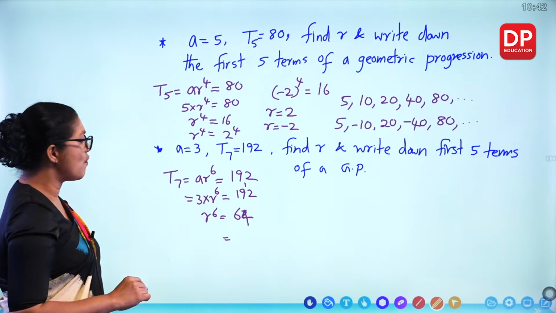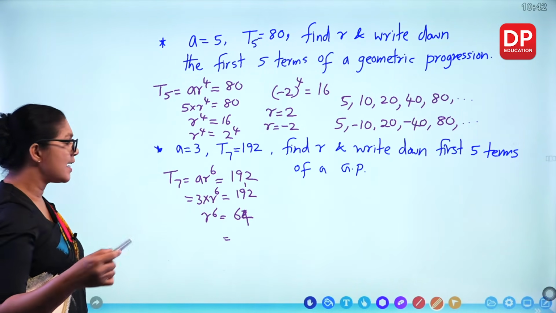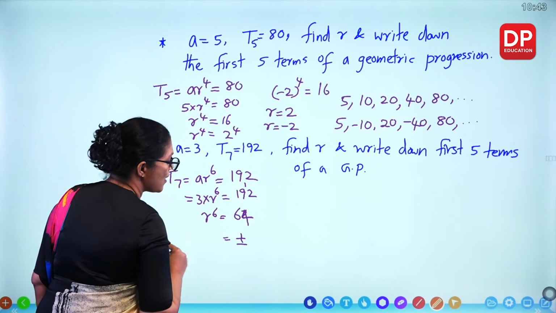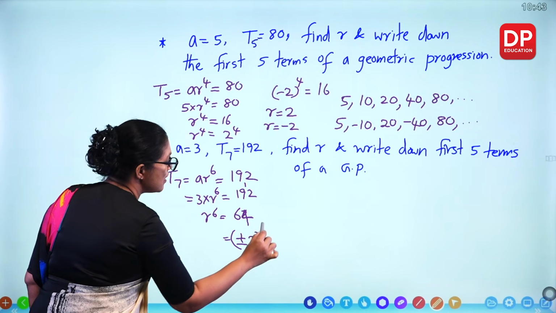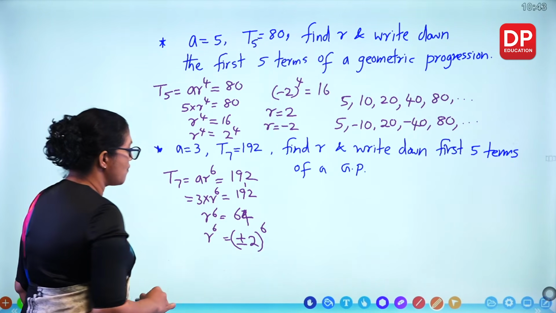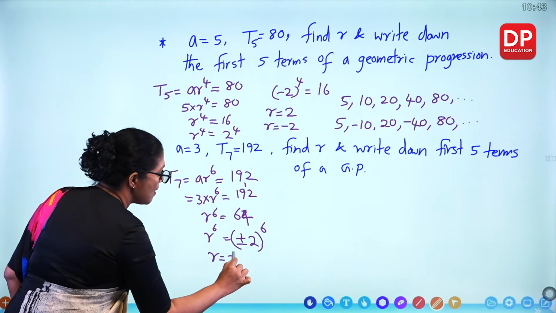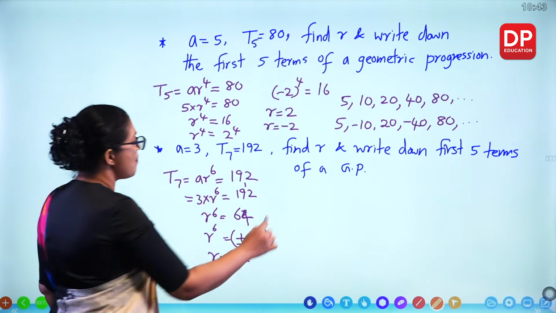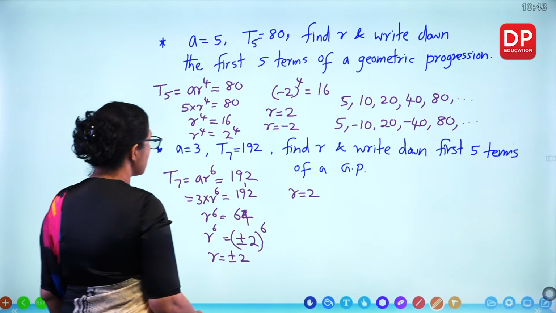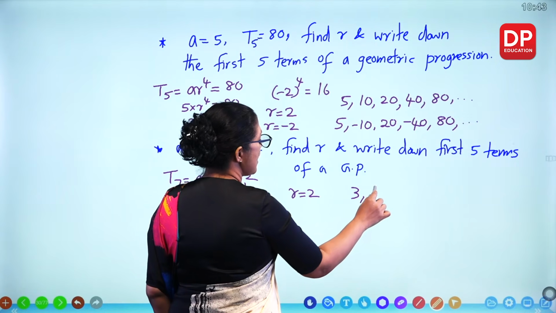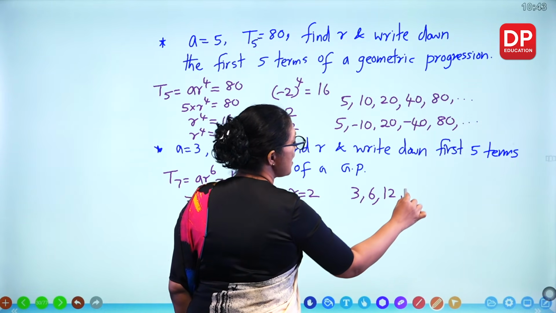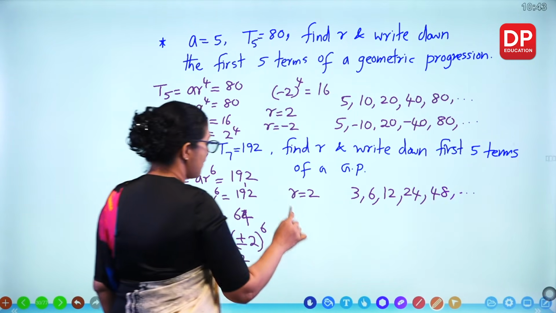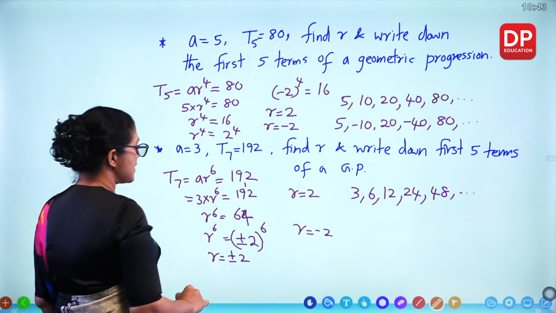So when you take 64, 2 times 2 times 2 like that, 2 to the power 6. I can write this as plus or minus 2 to the power 6 is 64. That means r can be positive or negative 2. If this is positive 2, what's the sequence? Starting from 3. 3 times 2, 6. 6 times 2, 12. 12 times 2, 24. 24 times 2, 48.